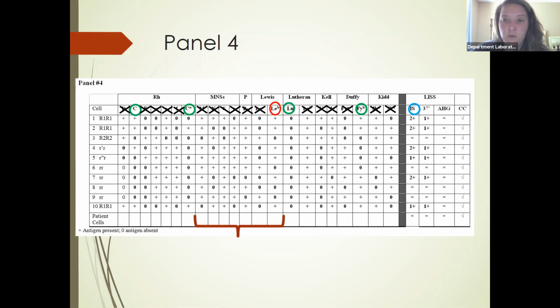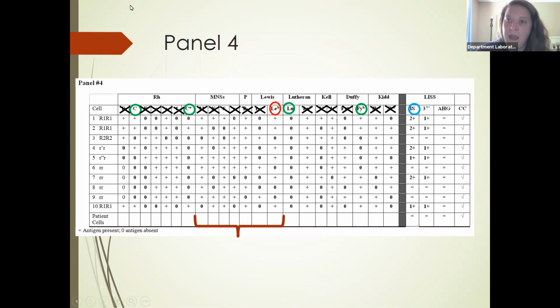And if you perform your ruling out procedure, everything is ruled out except for Big C, CW, Lewis B, of course, Lutheran A, and then Duffy B. And if you take a look at these reactions here, my mind automatically goes to a Lewis. All right, we have reactions at initial spin and 37. I'm automatically thinking this is a Lewis. This is very characteristic of a Lewis to react at initial spin and 37.